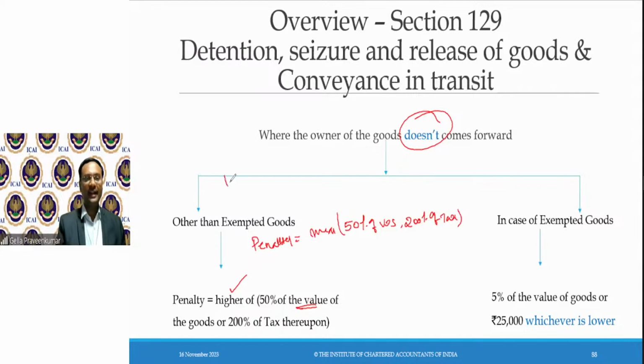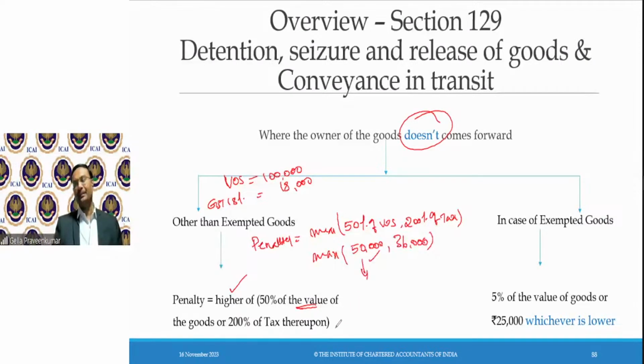Assuming my value of supply is 1 lakh. On this, my GST at 18% is 18,000. So the provisions say the maximum of 50,000 or 36,000 (200% of tax), whichever is higher. Because this is higher, this will be paid as penalty.